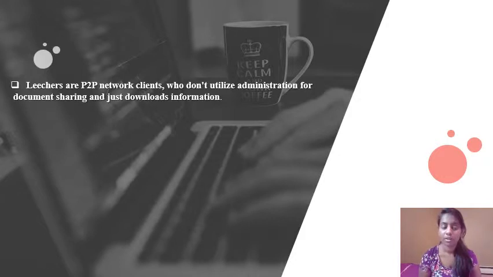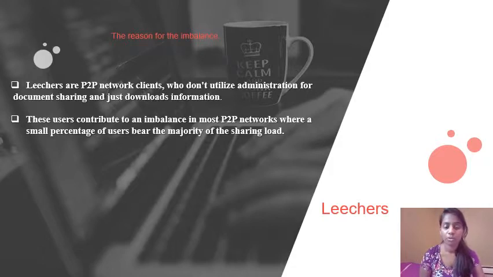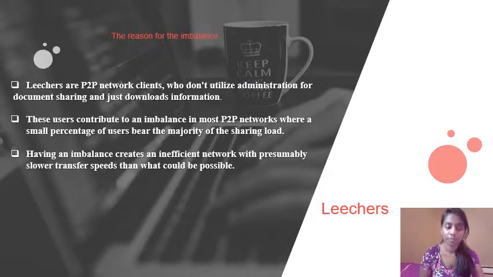The next one is leeches. Leeches refer to the peer-to-peer network clients who don't utilize administration for document sharing and they just download the information available in the peer-to-peer network. They won't share any identity with the peer-to-peer network like the active peers involved in the network. These users contribute to an imbalance in most peer-to-peer networks where a small percentage of users bear the majority of the sharing load. Having an imbalance creates an inefficient network with presumably slower transfer speeds than what could be possible.